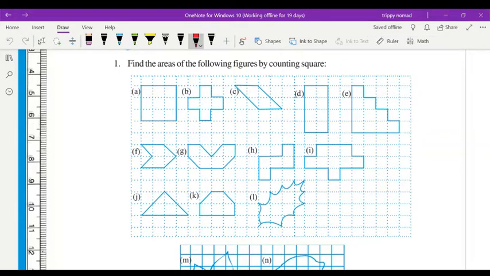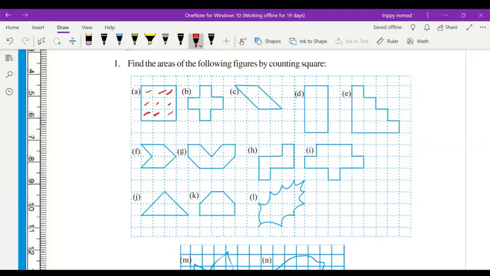So what is the area of this figure? You see how many squares are there? 1, 2, 3, 4, 5, 6, 7, 8, 9. So what is the area of that? 9 square centimeter. Okay, if it is centimeter, then centimeter square.